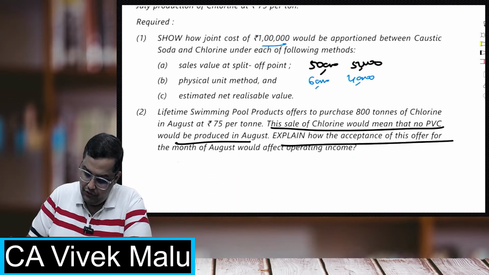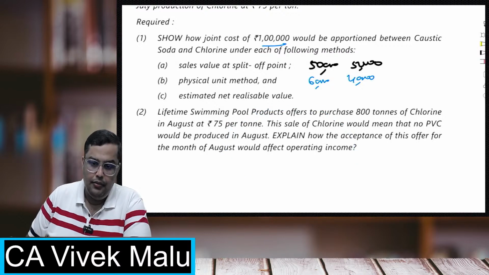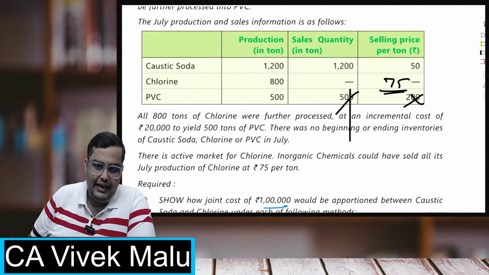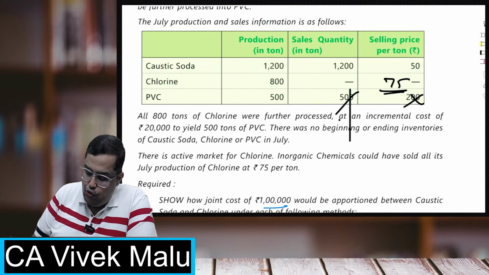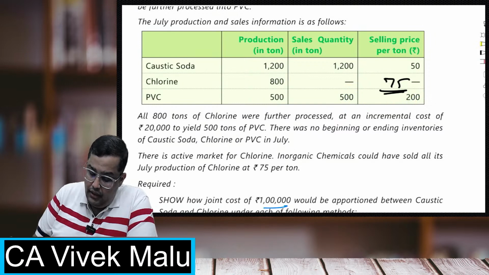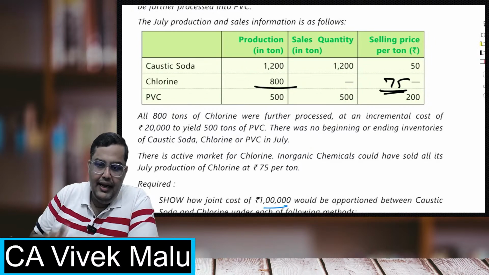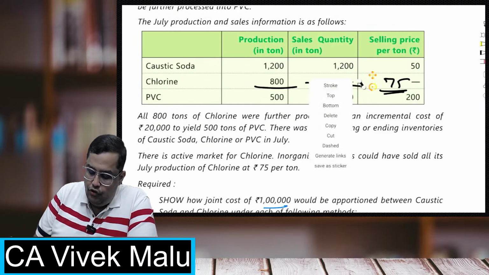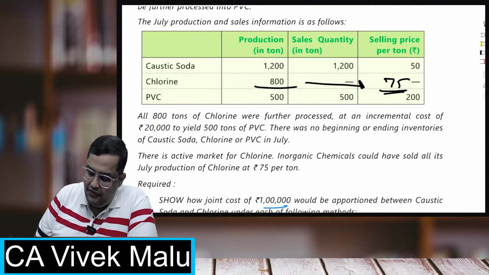Explain how the acceptance of this offer would affect our operating income. So how will this affect our operating income? It is simple. We all know that I am already getting my 800 tons of chlorine, which we can sell at 75. So if I sell it at 75, how much do I get?